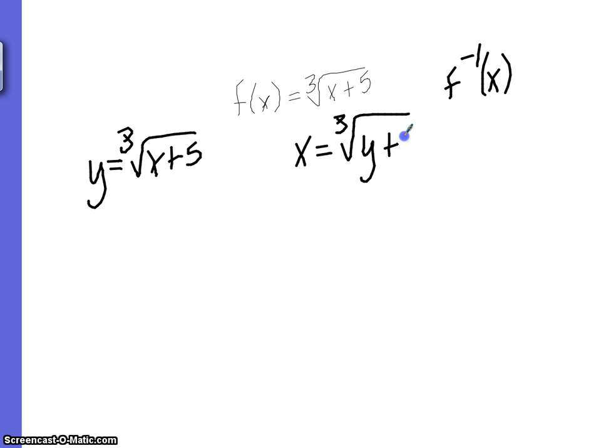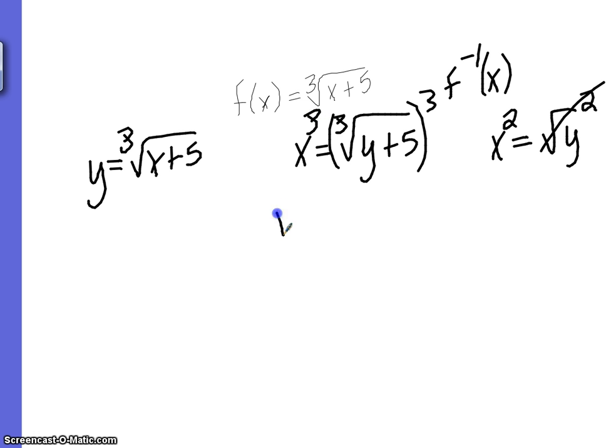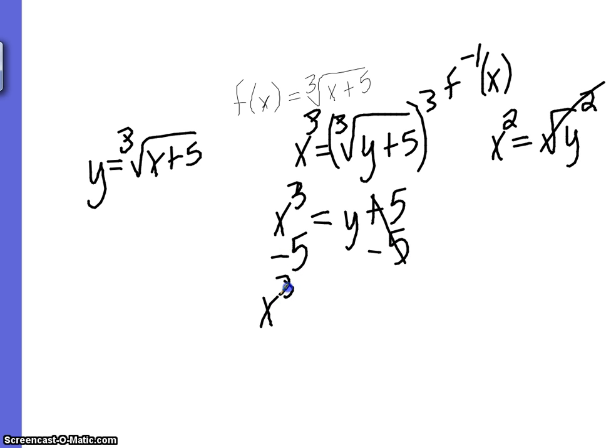So if I had the following equation, let's say I've got x is equal to the square root of y, we would square both sides to cancel out the square root. So almost identical to what we were just doing, to cancel out the cube root, we'll have to cube both sides. So now I have x cubed equals y plus 5. To solve for y, I'm now going to subtract the 5 to the other side, and I've got x cubed minus 5 is equal to y.